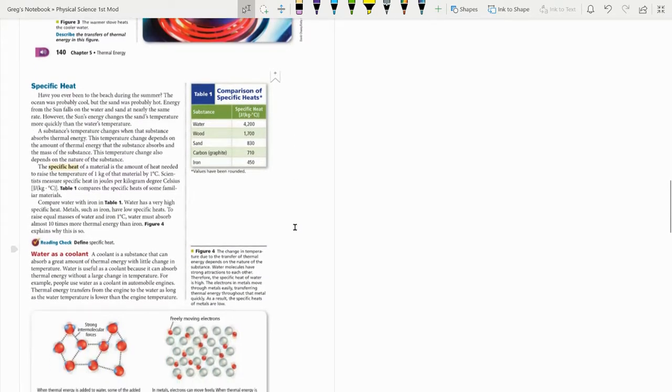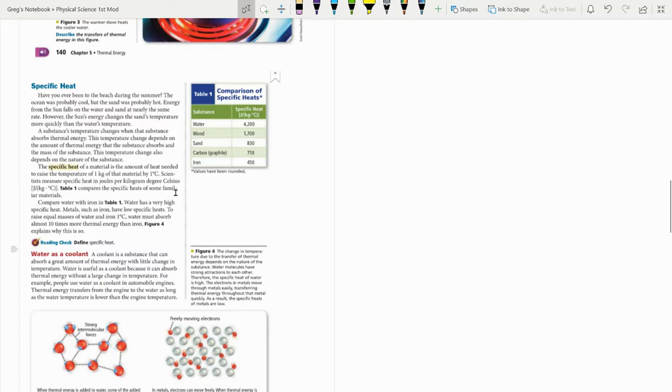We can measure the specific heat. The specific heat of a material is the amount of heat needed to raise the temperature of 1 kilogram of the material by 1 degree Celsius. Scientists measure specific heat in joules per kilogram degrees Celsius. And here are the units. Table 1 compares specific heat of some familiar items.